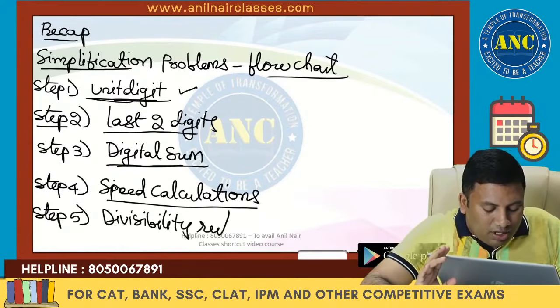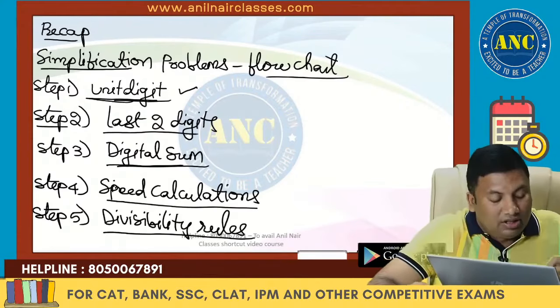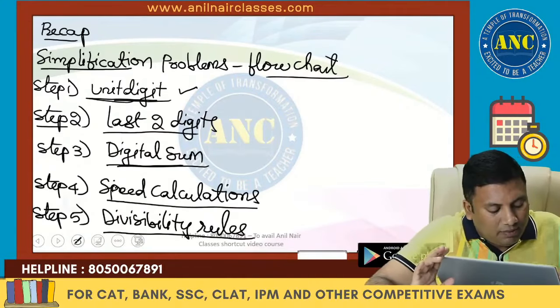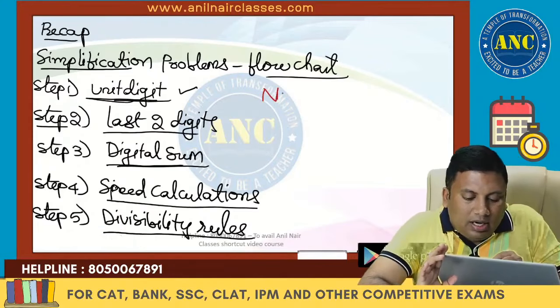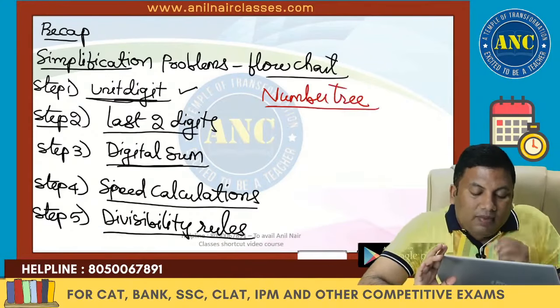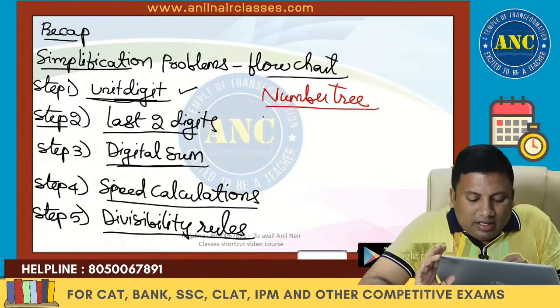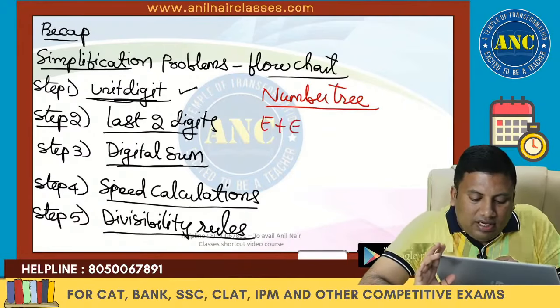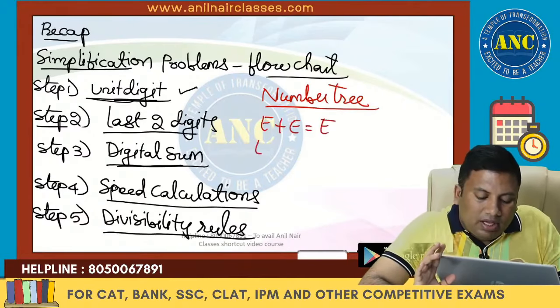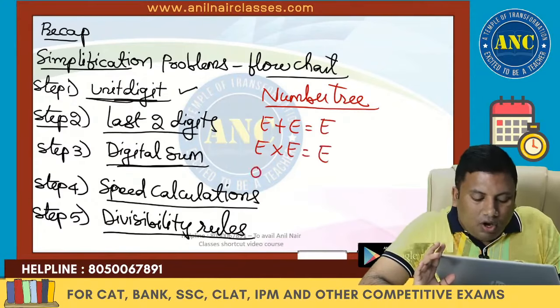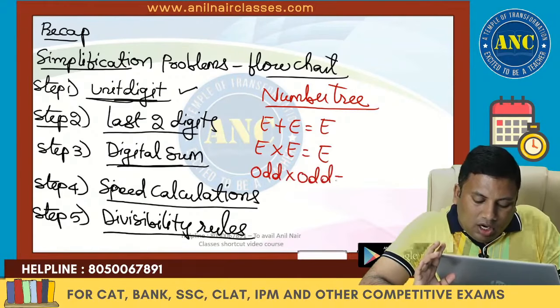Divisibility rules. If you know all these concepts, then you can save a lot of time. Now, always remember, the number tree concept needs to be used whenever the context arises. Number tree: even plus even is even. Even into even is even. Odd into odd is odd. Odd number into odd number is an odd number.